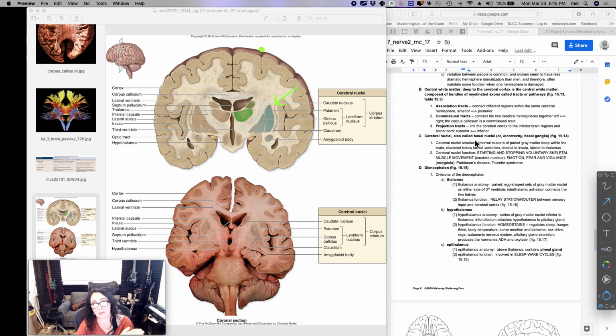So you call them basal nuclei or cerebral nuclei. I like cerebral nuclei because they're within the cerebrum. The only reason I want you to know anything about them is because you actually care about them in your life. They are internal structures of paired gray matter deep within the brain, below the lateral ventricles, lateral to the third ventricle, and medial to the insula, right here.